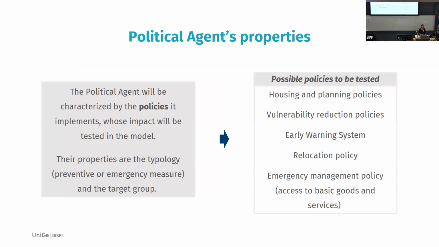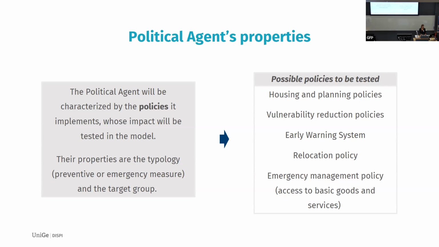Concerning the political agent, due to the fact that we are not interested in representing a real political agent, but an abstract one, we are not interested in real characteristics of a real agent, but we are trying to characterize the political agent using the policies it implements. And their properties can be the typology, for example, if it is a preventive or an emergency measure, and the target group. For example, the policies can be applied to low-income people or to other groups.